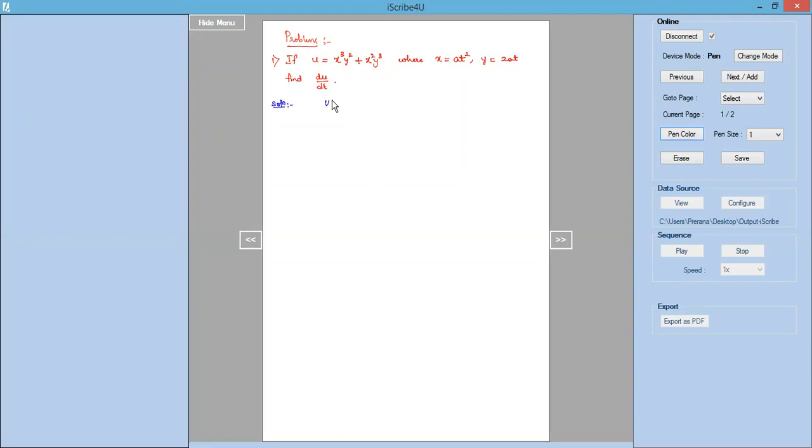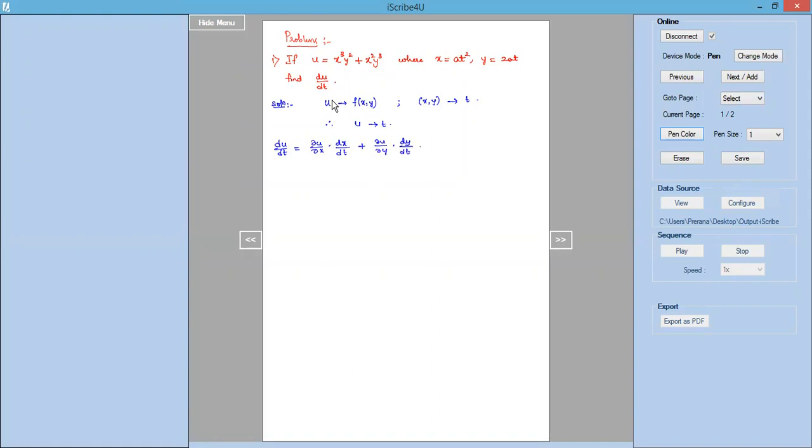Here it is given that u is a function of x comma y, and x comma y are functions of t. So therefore we can say that u is a function of t, and hence total derivative du by dt exists. So du by dt is defined as dou u by dou x into dx by dt plus dou u by dou y into dy by dt.